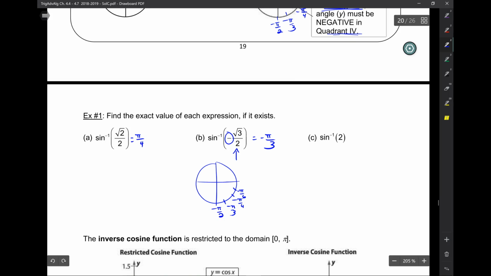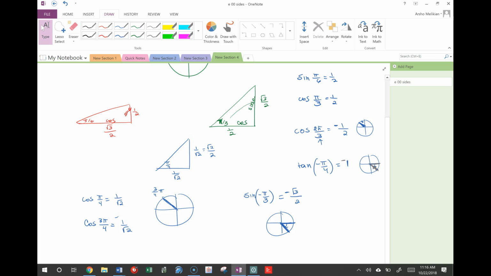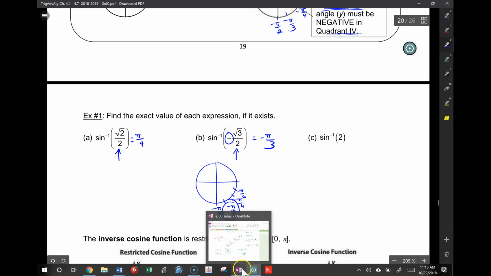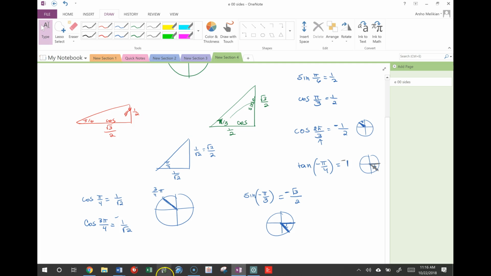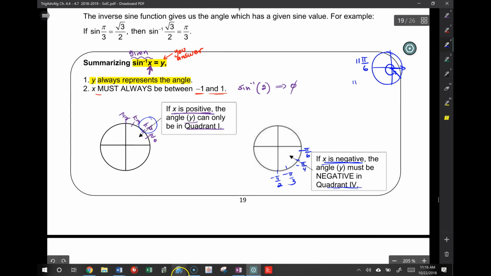Okay, where do we get root 3 over 2 for the sine? That's why I was doing this review, right? When it's pi over 3, the sine is root 3 over 2. So here, I know it's going to be in quadrant 4, and it's going to be the pi over 3, so it's that one. Okay? When do you get root 2 over 2 for the sine? Well, let me go back to my triangle. Oh, that's pi over 4. Positive, in the positive quadrant, is pi over 4.